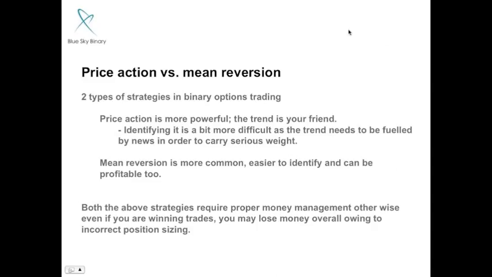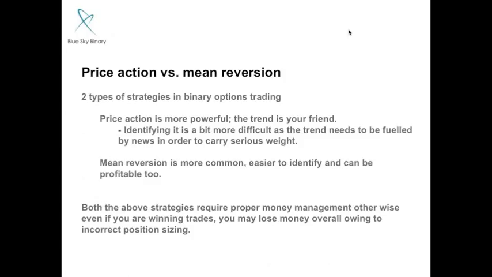Okay, so getting into the meat of things, all types of strategies that you may deploy in currency trading or different types of asset trading, generally speaking, fit into two pockets, two types: price action and mean reversion. Now, price action is more powerful. The trend is your friend. You may have heard that colloquialism quite often, but identifying it is a bit more difficult as the trend generally needs to be fueled by an exogenous macroeconomic event that can cause the trend to perpetuate and continue so that you can enter and exit safely.